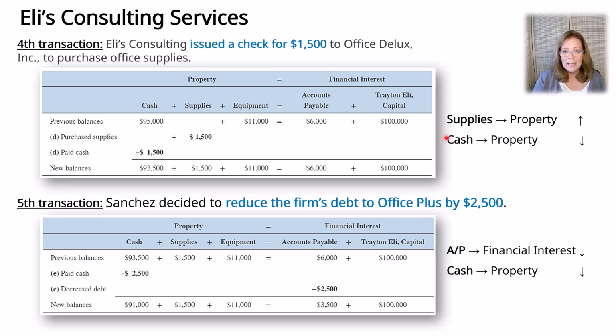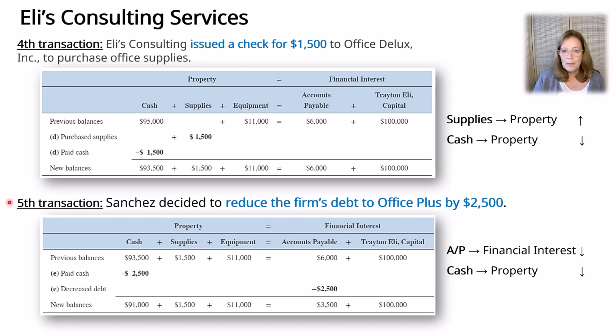So let's write that into our table. We'll add an additional column for supplies to keep things organized and separate and add $1,500 in that column. And for the second part of this transaction, we'll write minus $1,500 into the cash column. The new cash balance is now $93,500, and when we add up all the property accounts, cash, supplies, and equipment, the sum is $106,000, which is the same total amount for the financial interest accounts. Can you believe it? The equation still balances.